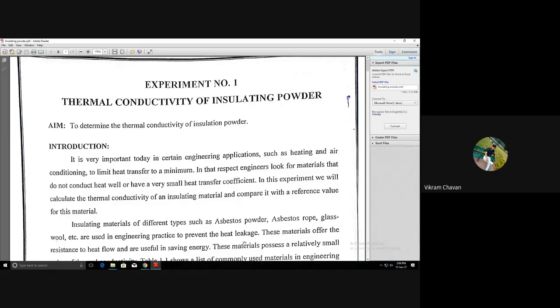I welcome you all to the next, not a lecture, the first practical of this semester related to heat transfer, that is, thermal conductivity of an insulating powder.